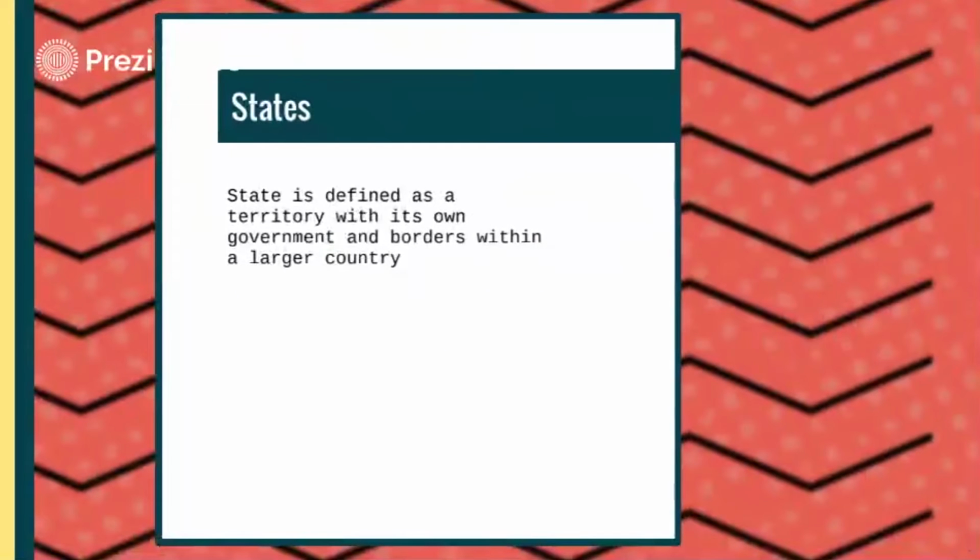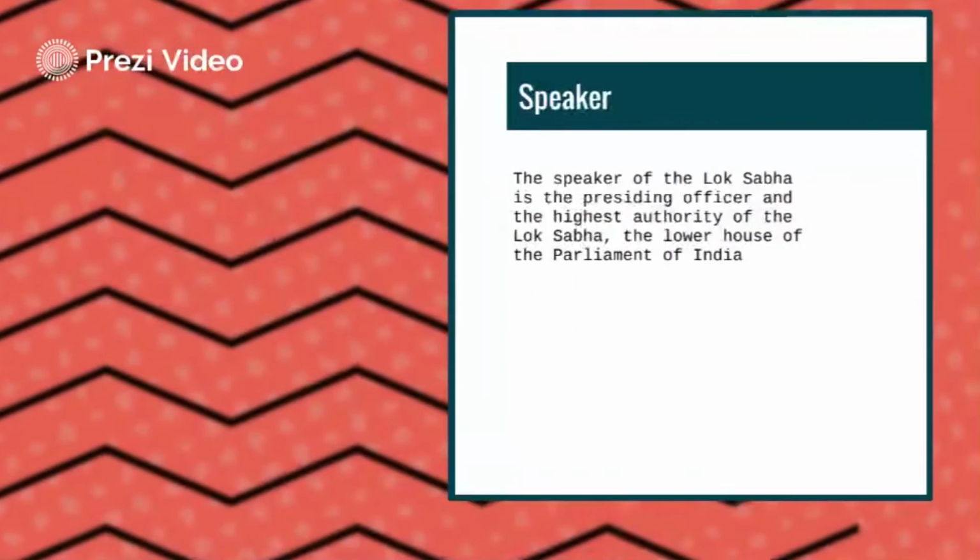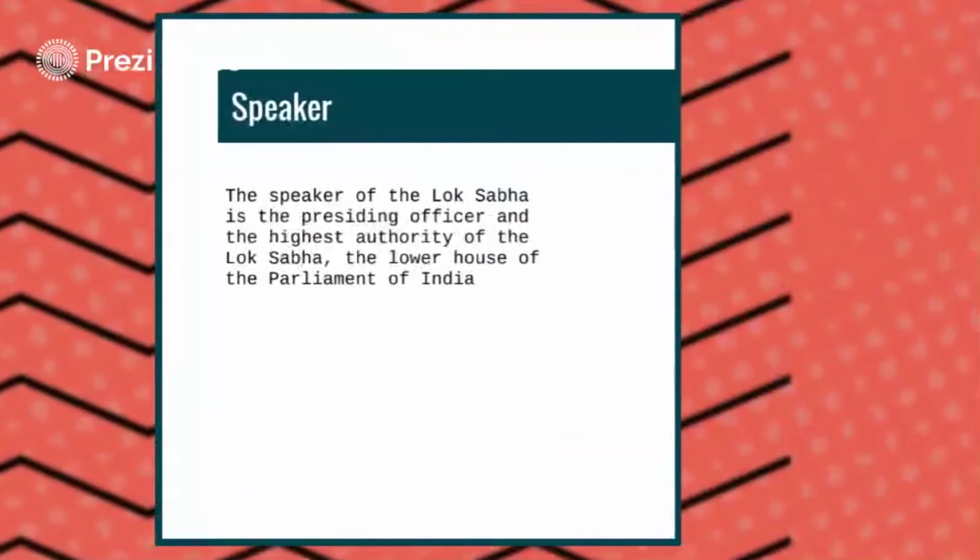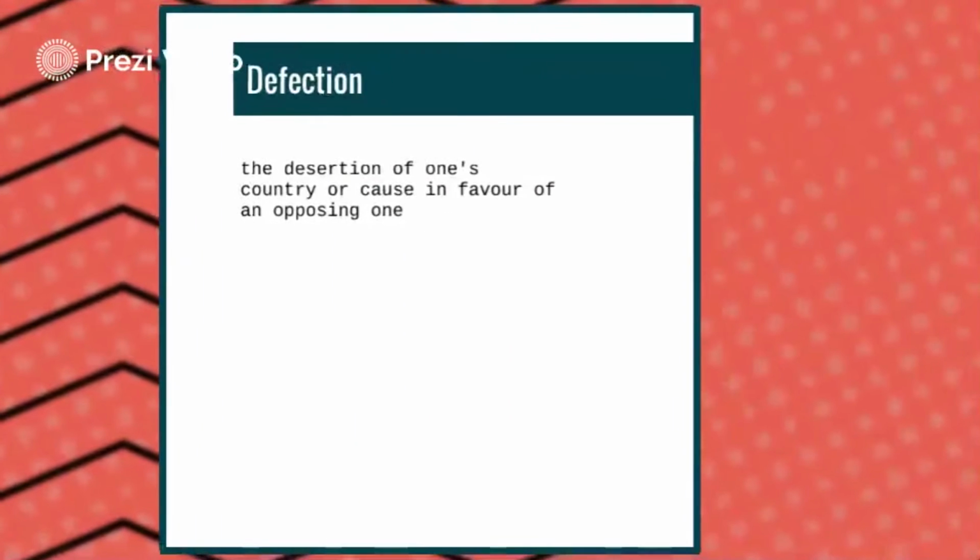A state is defined as a territory with its own government and borders within a larger country. In India, states are based on linguistic division. Speaker is the presiding officer and highest authority of the Lok Sabha. Moving on, defection is the desertion of one's country or cause in favor of an opposing one.